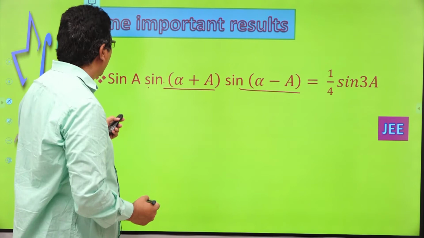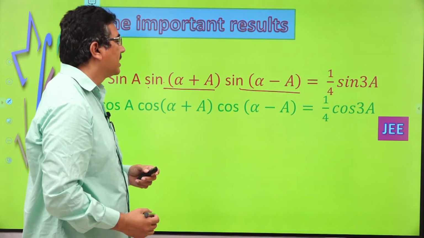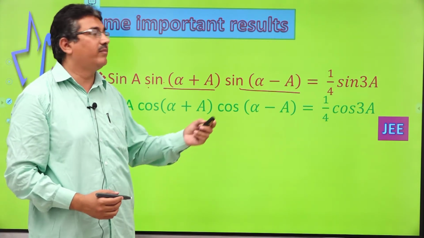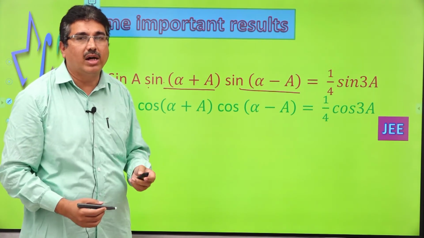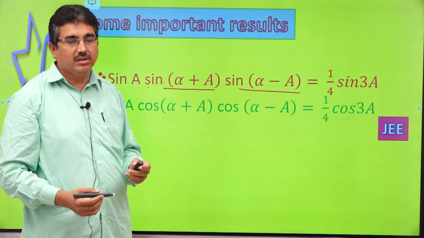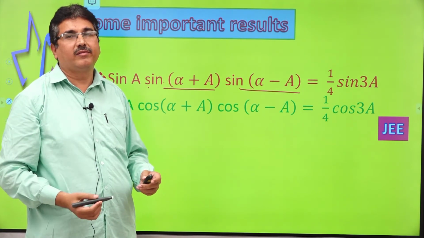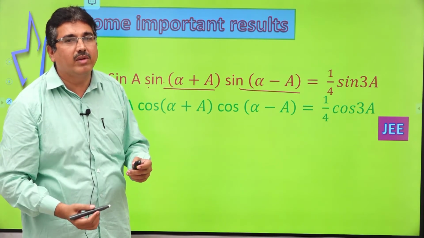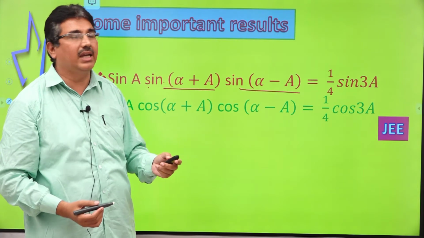Now, similar result for cos: cos A, cos alpha plus A, cos alpha minus A equals 1 by 4 cos 3A. Now, what is the value of tan A, tan alpha plus A, tan alpha minus A? Immediately, students respond 1 by 4 tan 3A.